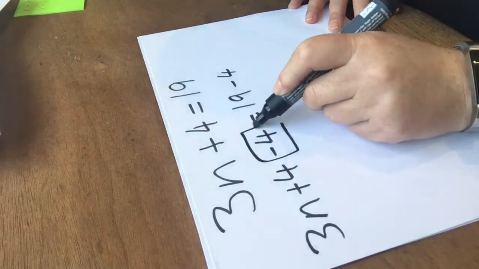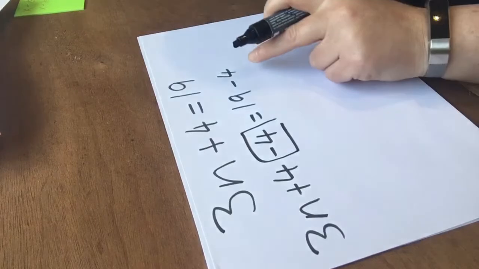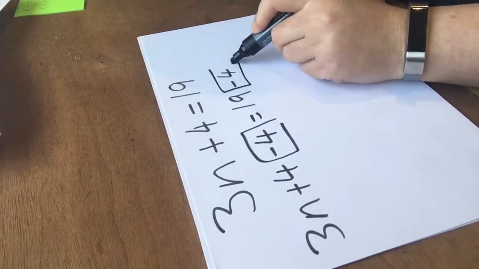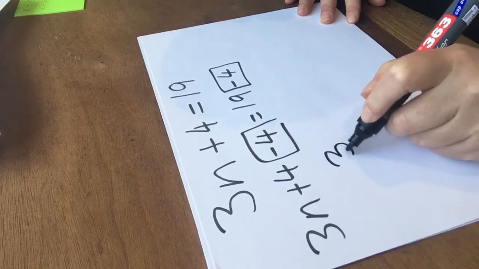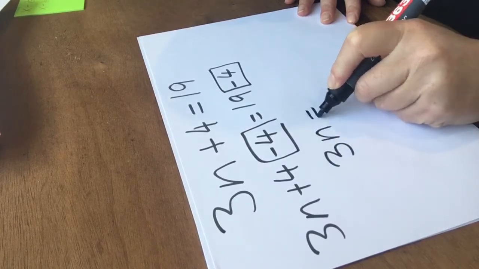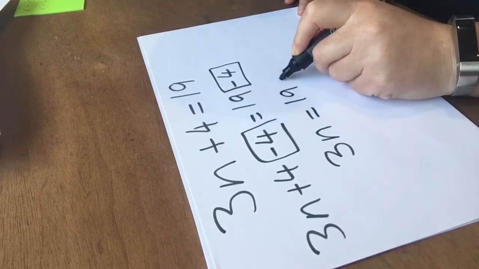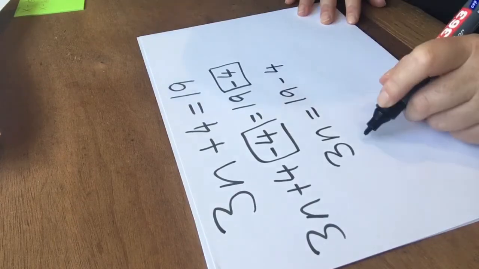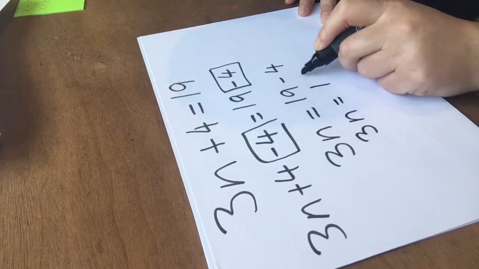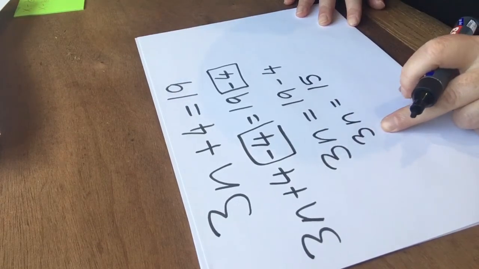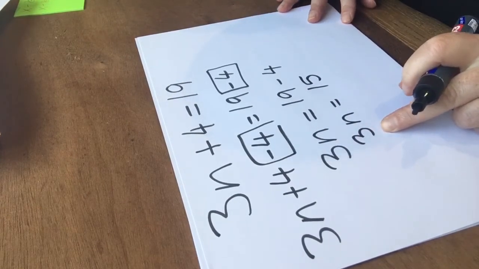Again, because we've subtracted 4 here, we need to do the same on the other side of the equation. So we're subtracting 4 here. So now we've got 3n is equal to 19 subtract 4. So 3n is equal to 15. But we still have a number here.